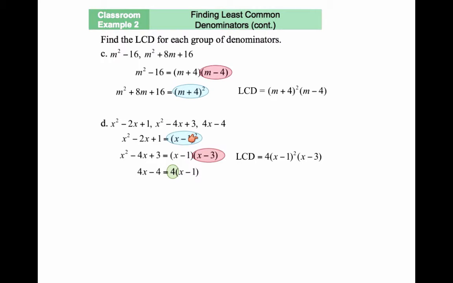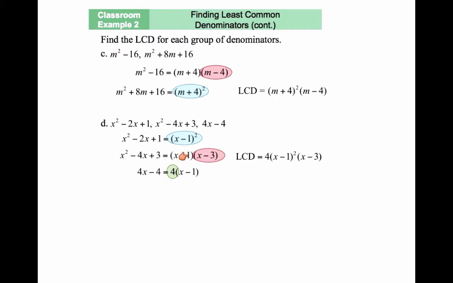So let's compare. You have x minus 1, you have two of them up here. You have x minus 1, only one of each. So I'm going to pick x minus 1 squared, which is the largest of all, as part of my LCD. 4 should be included as part of my LCD. So as x minus 1. Well, so as x minus 3. Because x minus 3 only appears once in the second row. That's the largest of all. So that would be part of my LCD.